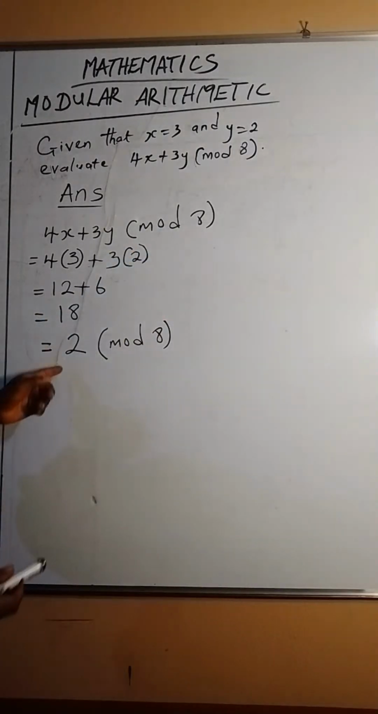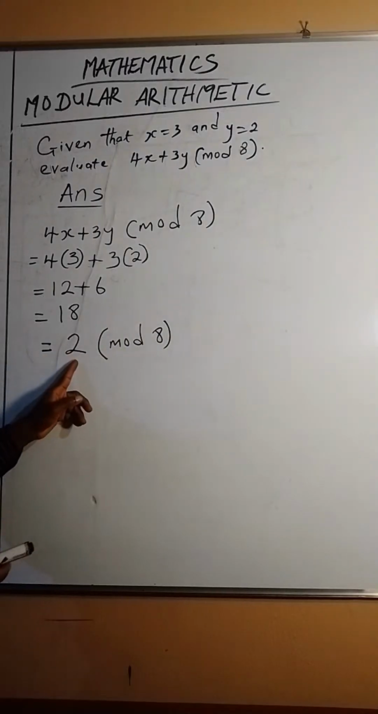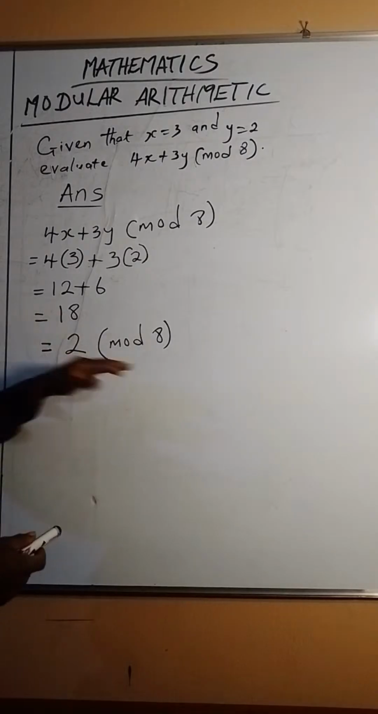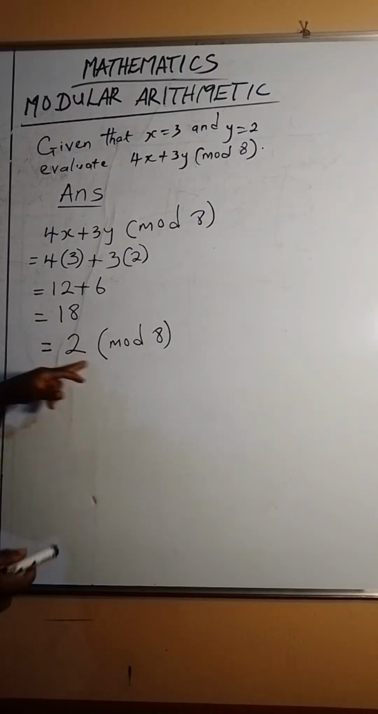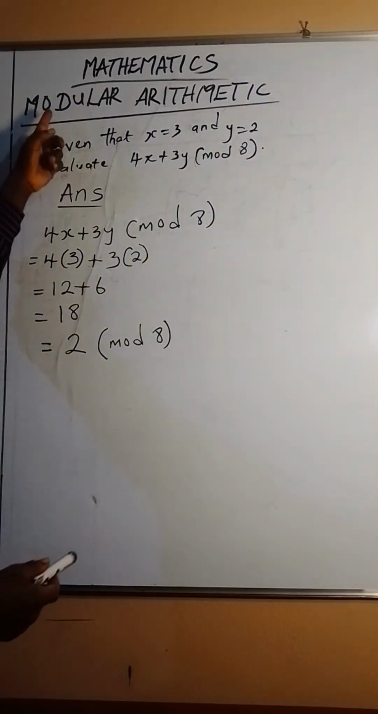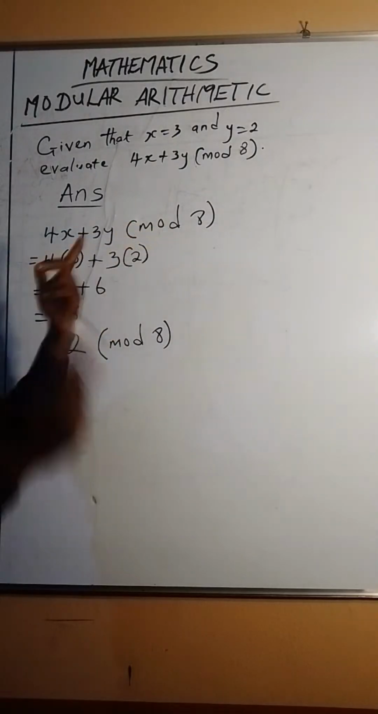Okay, so here 18 has the answer as 2, in mod 8. All right, so it doesn't matter the size of the number, it will always end up in a mod. Now, what are we talking about here? We are to explain the meaning of modular arithmetic. So it's a circular mathematics.